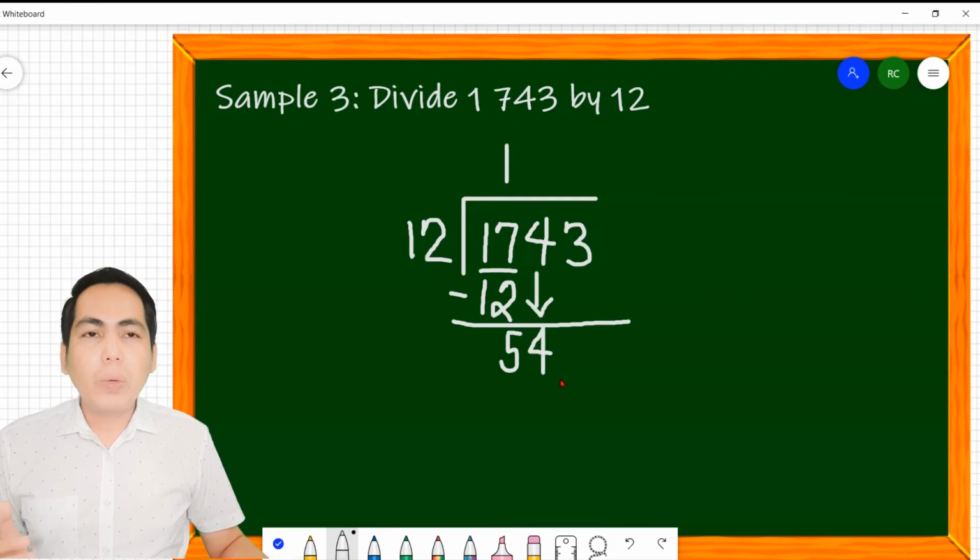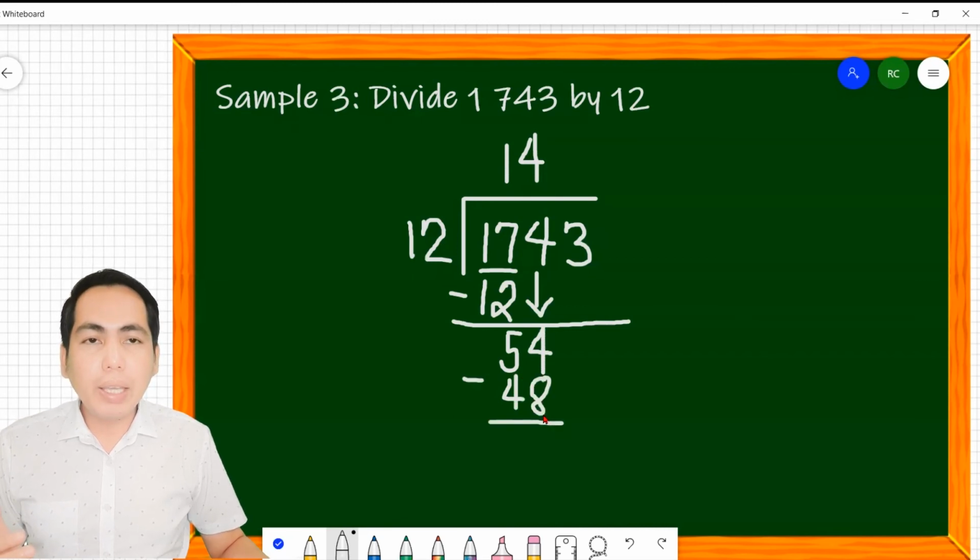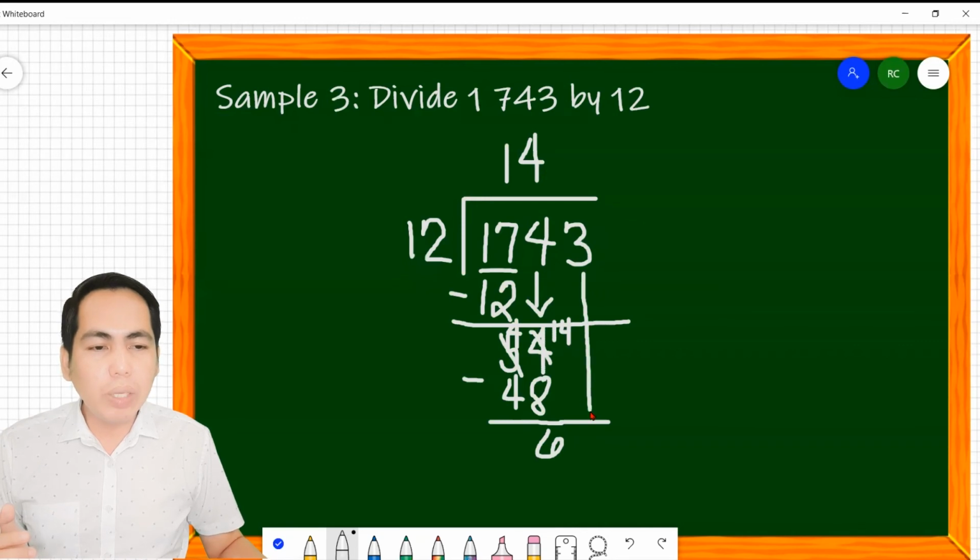So next, we have to count now how many 12s we can get from 54. We can get 4 of 12 from 54. So 4 times 12 will give us 48. So 4 minus 8 cannot be, so we have to regroup the 5. 5 will become 4, and the 4 will become 14. And 14 minus 8 is equal to 6. And then we are going to bring down the last digit, which is 3.